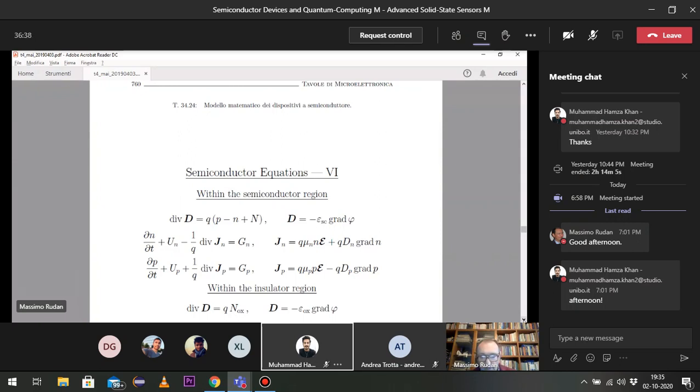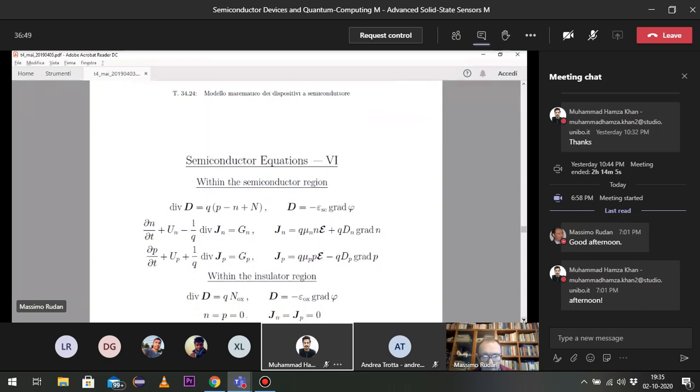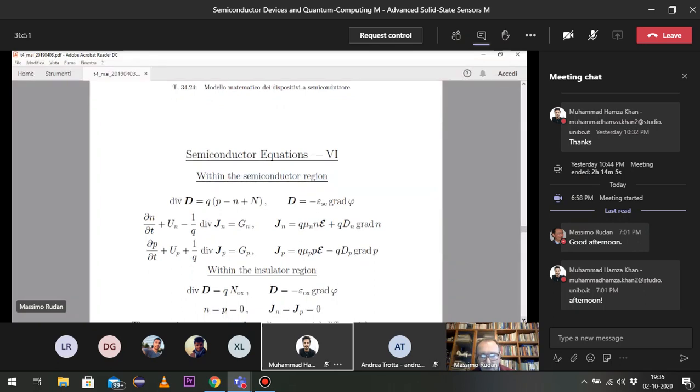We call it epsilon ox because in typical implementations the insulator is made of silicon dioxide in the standard technology. And the rest of the equations become identities. We don't have mobile charges in the insulator, and we do not have current densities. So in practice, in the insulator, we must solve only the Poisson equation.